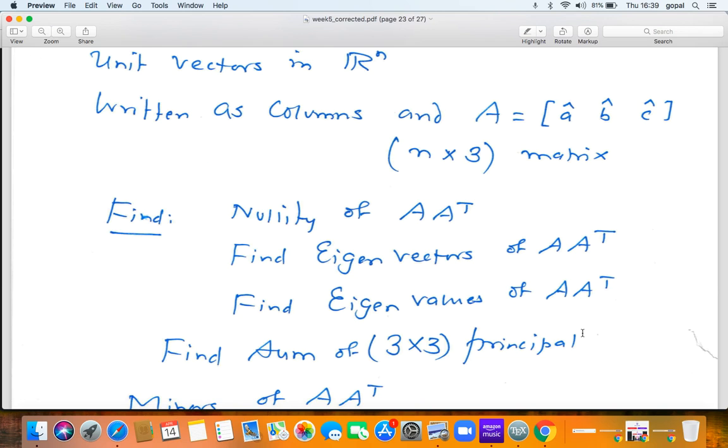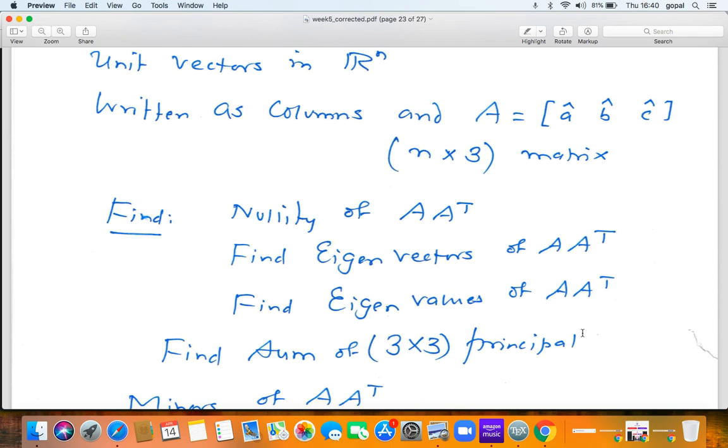So take an element in the null space: A transpose v equal to 0. If A transpose v equals 0, then A A transpose v is also equal to 0. So anything in the null space of A transpose will also be in the null space of A A transpose. So the nullity of A A transpose is at least n minus 3.